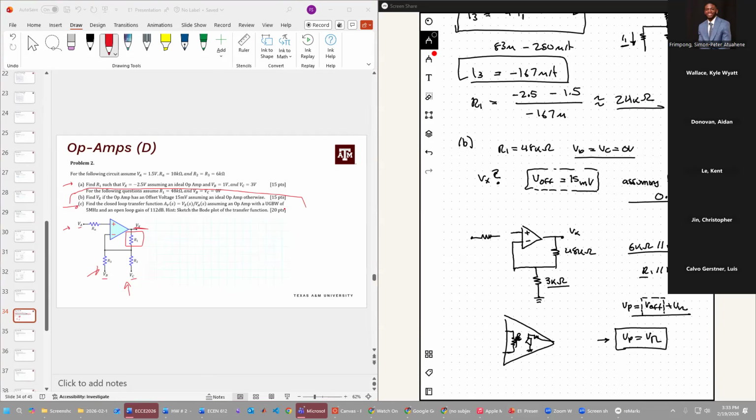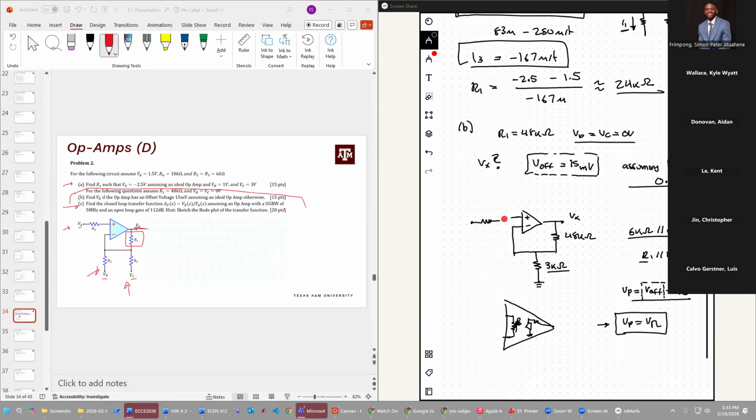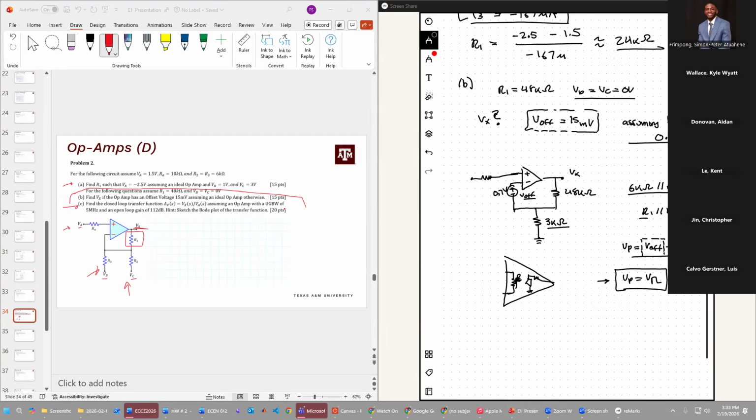Great. So it can be modeled a couple of ways. Sometimes I've seen some people just throw in a voltage source here, for example, a DC voltage, something like this, and call this V off. But now we can solve the problem the exact same way. And the problem tells us we can assume the op amp is ideal otherwise.